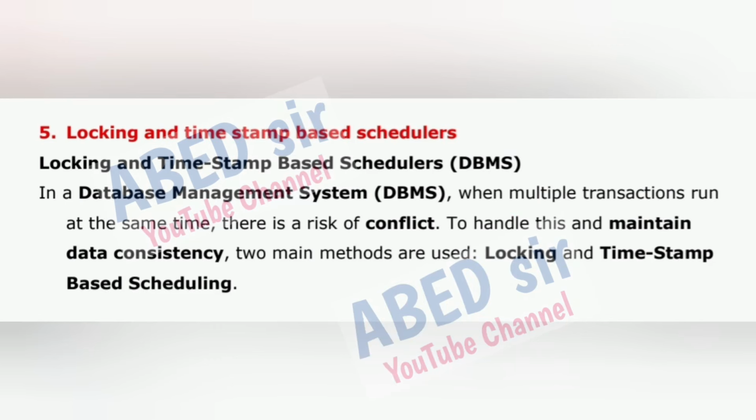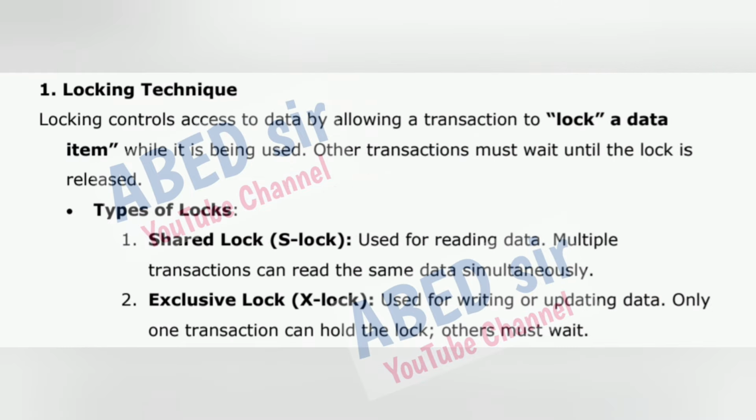Locking and timestamp-based schedulers, DBMS. In a database management system, DBMS, when multiple transactions run at the same time, there is a risk of conflict. To handle this and maintain data consistency, two main methods are used: locking and timestamp-based scheduling. 1. Locking technique. Locking controls access to data by allowing a transaction to lock a data item while it is being used. Other transactions must wait until the lock is released.